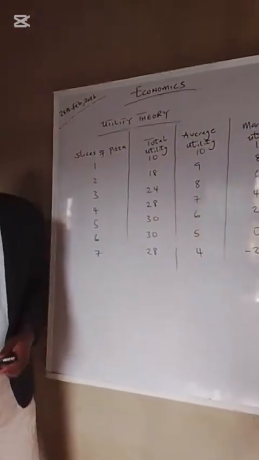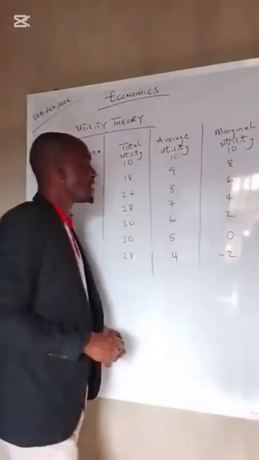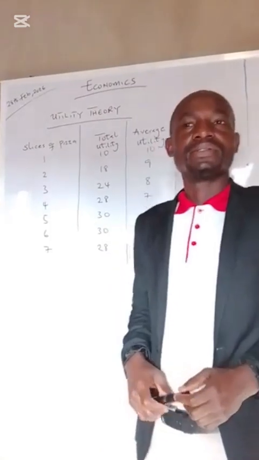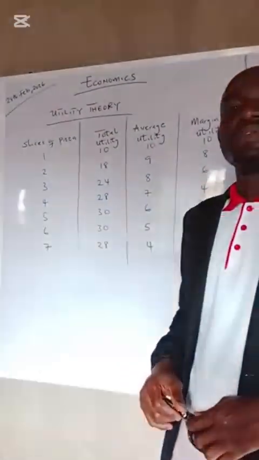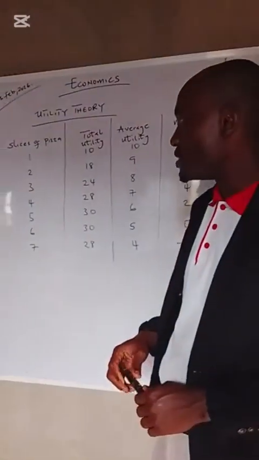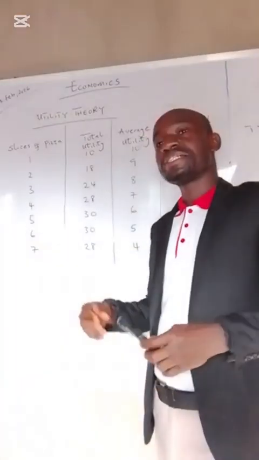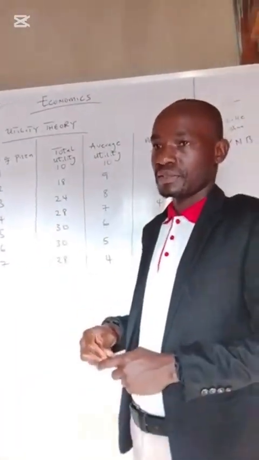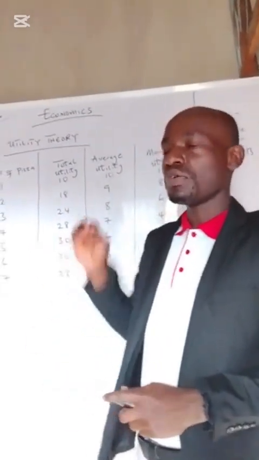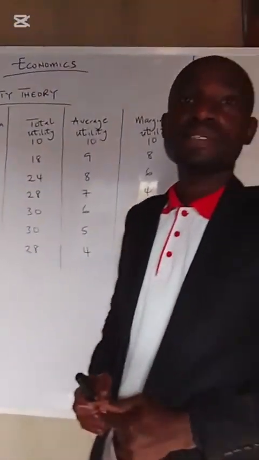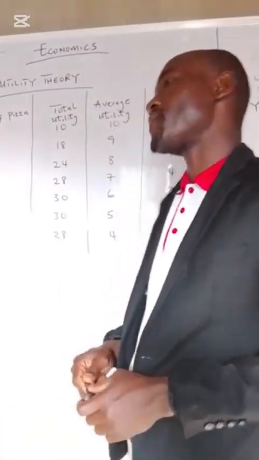What is utility? Utility can be defined as the satisfaction derived from the consumption of a commodity. The satisfaction that we derive from consuming a particular commodity, that's what we refer to as utility.